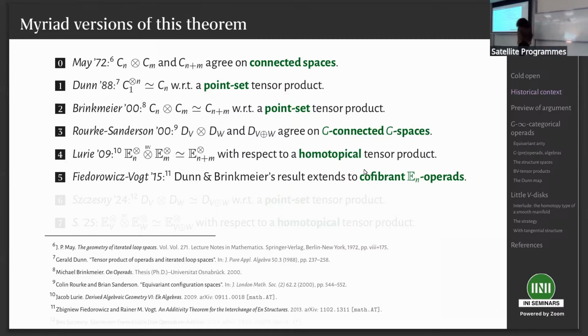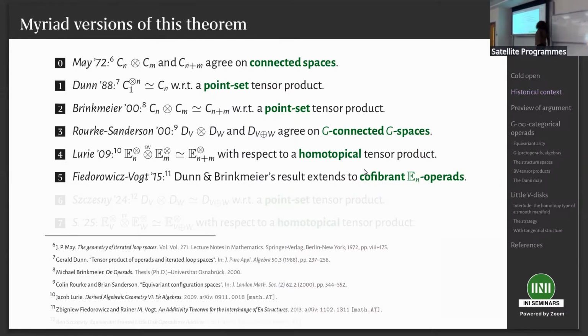But they have an additivity for the little disks operads. These are exactly interpreted as in Mike's talk. And the tensor product is, if you like, the Boardman-Vogt tensor product of operads with values in a symmetric monoidal category. That's what I mean here.